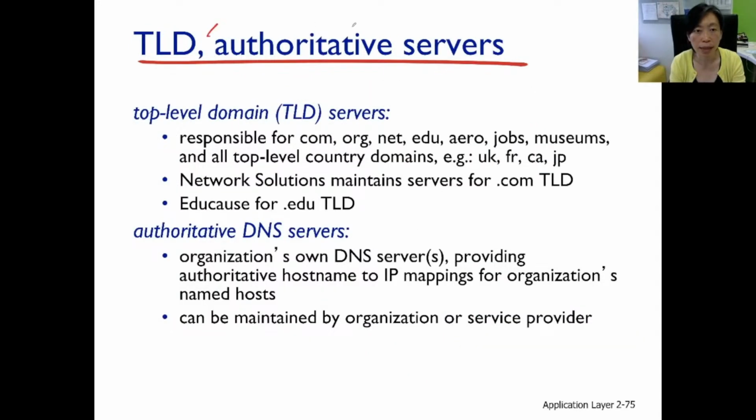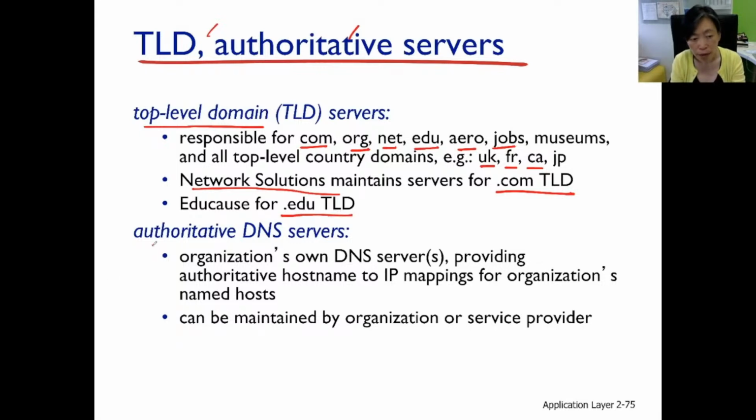Next, the second and the third level DNS servers. At the second level, we have a bunch of TLD servers, top level domain servers. They're each responsible for different top level domains, including top level country domains as well, such as UK, FR, CA, etc. So essentially, this is the last part of the host name. And each of these TLD servers is maintained by some sort of organization of public interest. Some people call them NGOs. For example, Network Solutions maintains the servers for the .com TLD and Educause for the .edu TLD.